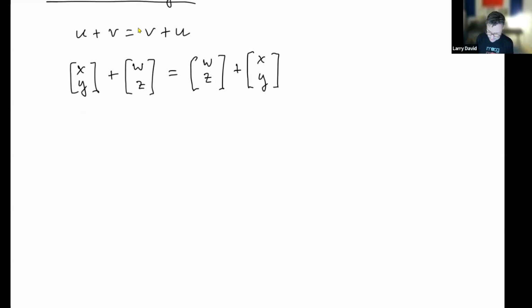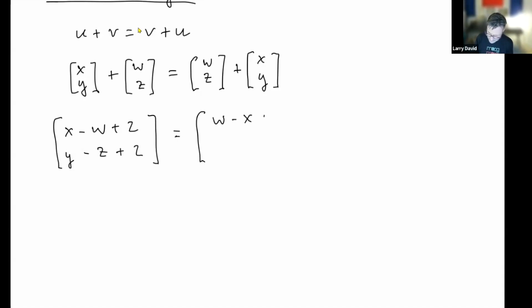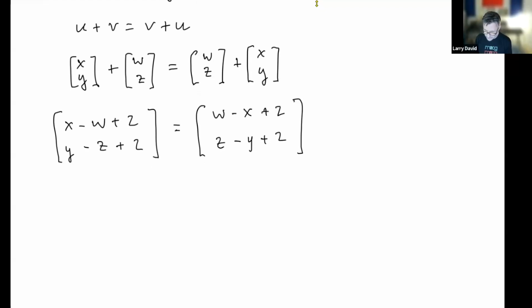Let's see if this equation is true. Well, on the left-hand side, we have x minus w plus 2, y minus z plus 2. On the right-hand side, w minus x plus 2, z minus y plus 2. Notice the pattern here. We are using the definition of addition and the definition of equality, each in turn. All right, so we've just used the definition of addition on both sides.